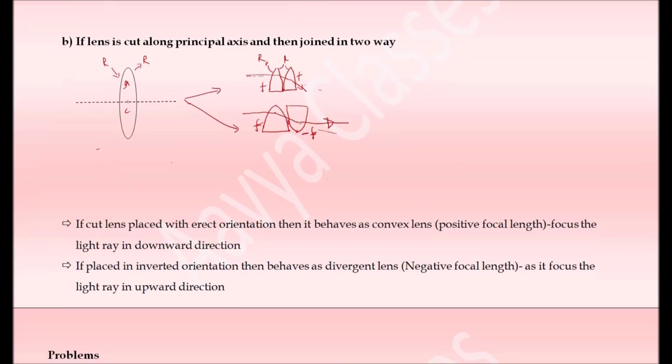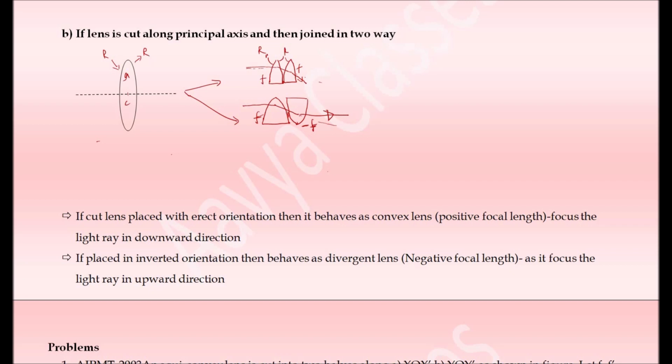Now if a lens is cut along the principal axis and then joined in two ways, this is the first way of joining, we call it A, and this we call it B. If the orientation of the cut lens is the same, that is, if the cut lens is placed with erect orientation, then it will behave as a convex lens having a positive focal length, and it focuses the light ray in downward direction. Consider this is the light ray, then this first lens L1 having focal length f will converge this light ray in downward direction.